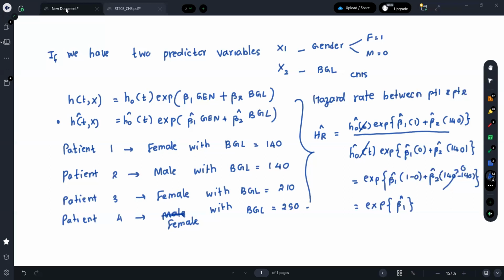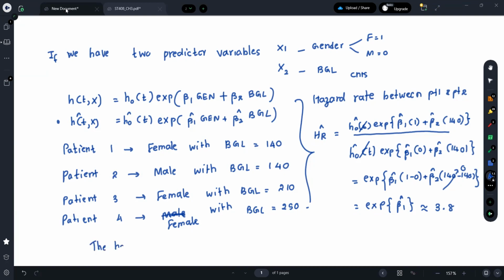Okay. So how do you interpret this hazard ratio? Suppose you got just a number, arbitrary. Suppose you got 3.8, according to whatever the beta value. What does that mean? You can interpret it as the hazard of a female patient with blood glucose level 140 has approximately 3.8 times hazard compared to a male patient with the same blood glucose level. So that is how you explain it.